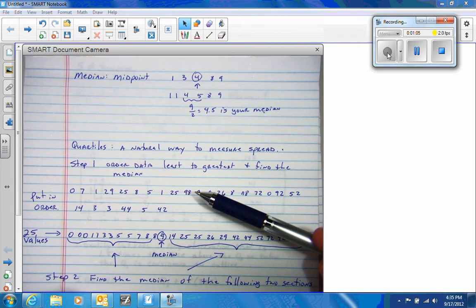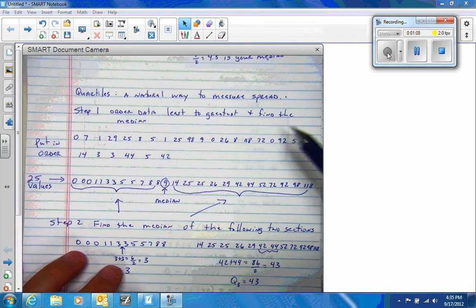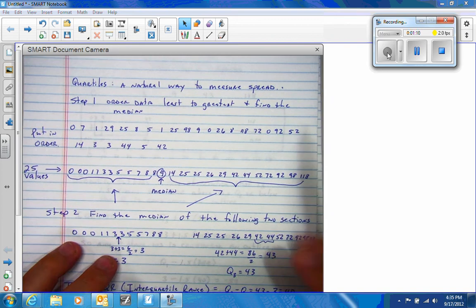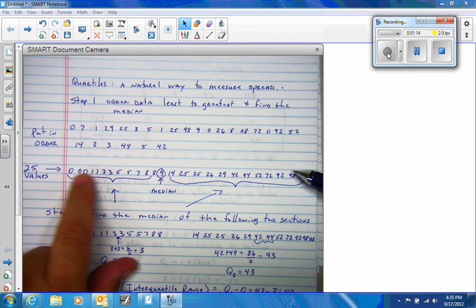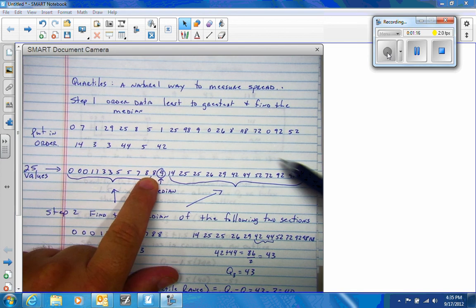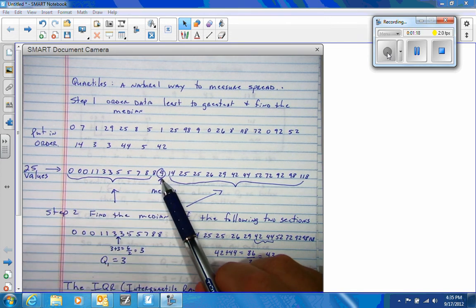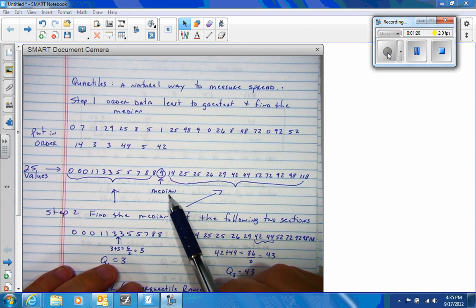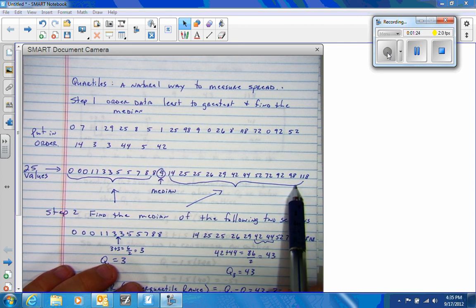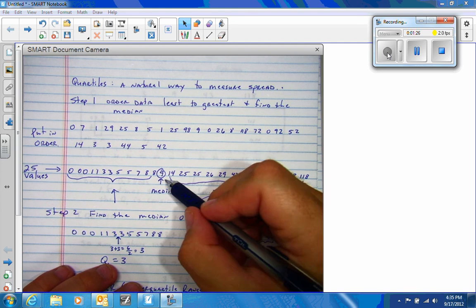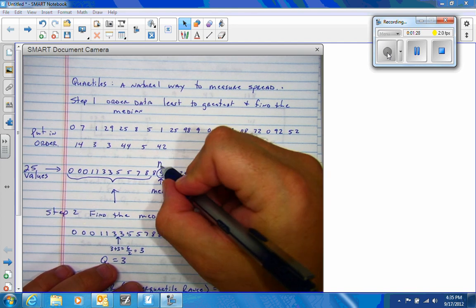All right, there happens to be 25 values. Then you're going to take your numbers, and notice, since there's 25, I counted the first 12 here, the second 12 here. The middle number, or the median, happens to be 9. It is the 13th number in the set of 25. So just remember this. This is my median. I'm going to label this as M.